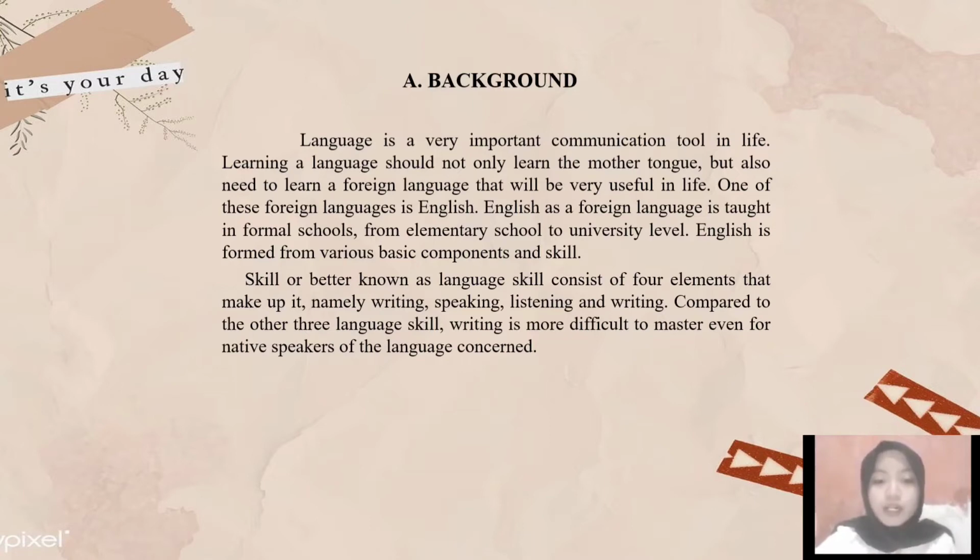Compared to the other 3 language skills, writing is more difficult to master, even for native speakers of the language concerned. This is because the skill to write requires mastery of various linguistic elements and elements outside the language that will be the content of the text. Both the language elements and the content elements must be intertwined in such a way as to produce coherent writing. Writing is the result of someone actively placing something in an empty space dimension. Meanwhile, writing is producing something in written form so that people can read, perform, or use it.